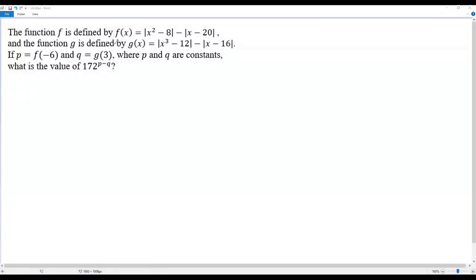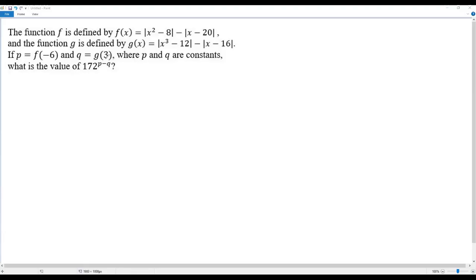The function f is defined by f of x equals absolute value of x squared minus 8, minus absolute value of x minus 20, and the function g is defined by g of x equals absolute value of x to the third power minus 12, minus absolute value of x minus 16. If p equals f of negative 6 and q equals g of 3, where p and q are constants, what is the value of 172 raised to the power of p minus q?